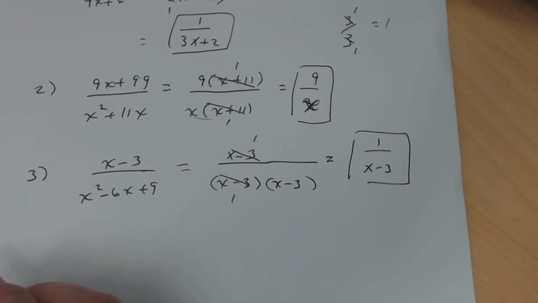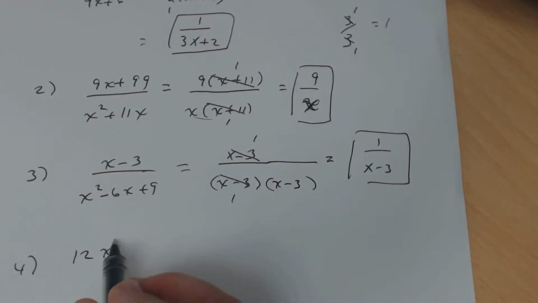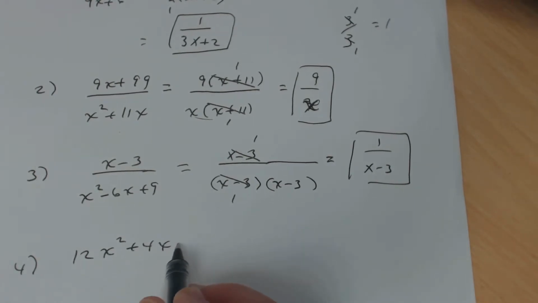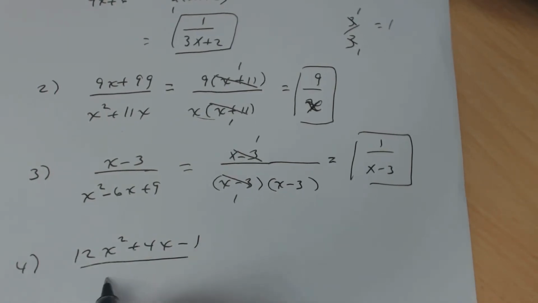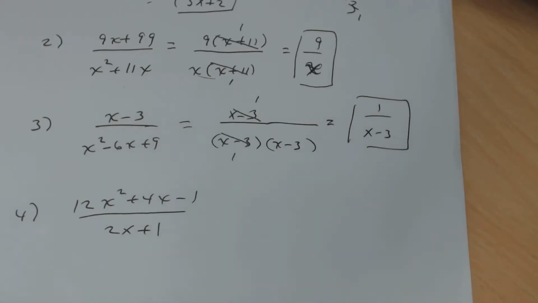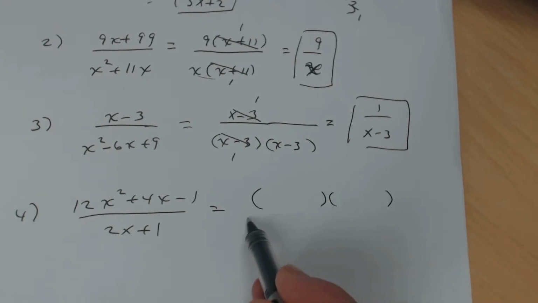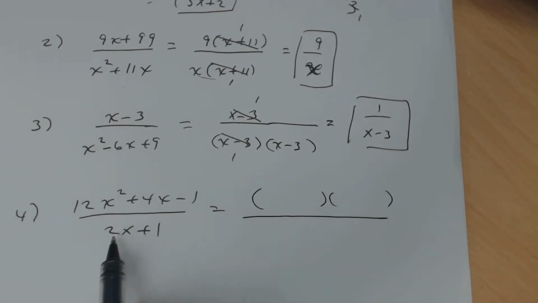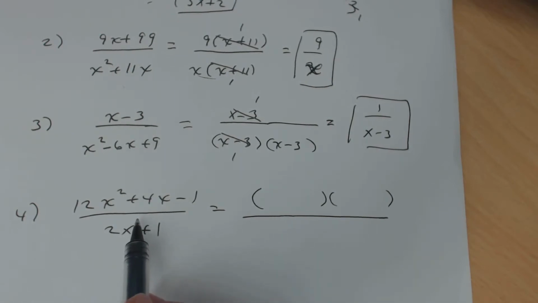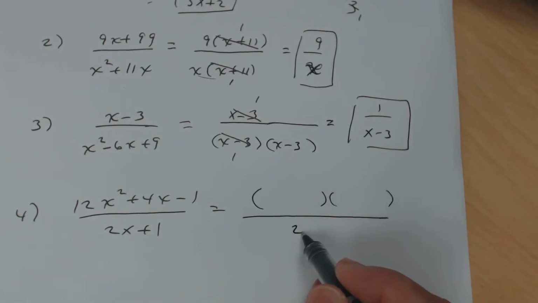Okay, let's look at this one. Number 4. You have 12x squared plus 4x minus 1 divided by 2x plus 1. So the numerator is a trinomial, so let's factor this as 2 binomials. The GCF is 1. My denominator, I can't do anything with that. The GCF is 1. It's a linear binomial. I can't factor that. So I'm going to leave it as 2x plus 1.